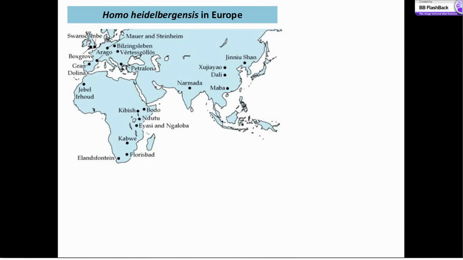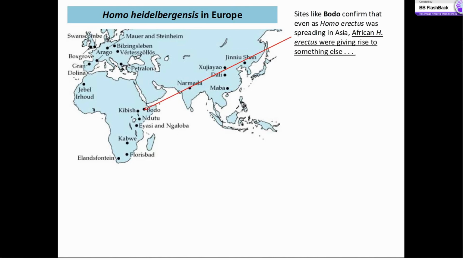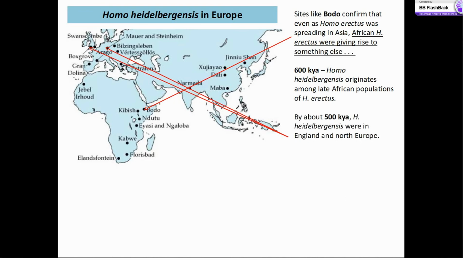Heidelbergensis is also known from Europe. Okay, so sites like Bodo confirmed that Homo erectus, even as it was spreading in Asia, was giving rise to something else in Africa, okay? And so 600,000 years ago, we're getting Heidelbergensis from these late African Homo erectus, or late African Homo ergaster, if you like. And by 500,000 years, we're finding Homo heidelbergensis all over Europe. We're finding them up here in Germany at Mauer, right? That's the jaw I showed you.